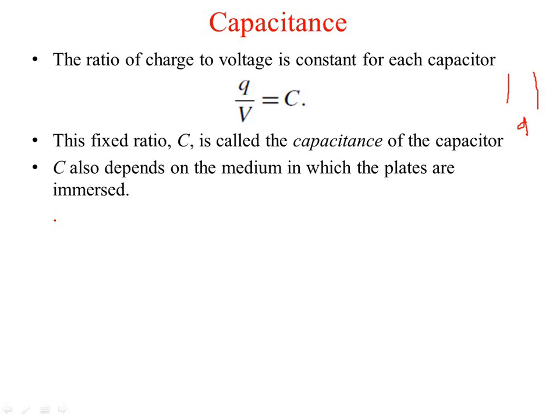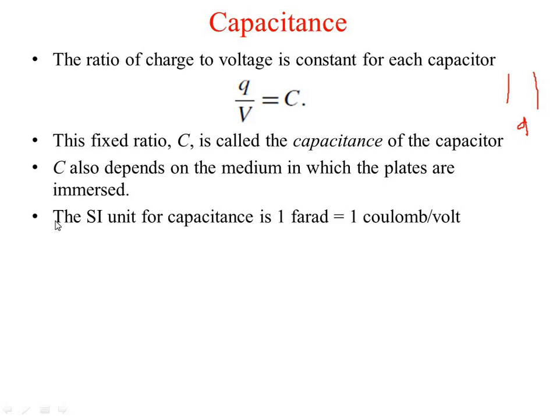So that also affects the capacitance C, and the SI unit of capacitance is the farad, defined as 1 farad equals 1 coulomb per volt, because obviously charge is in terms of coulomb. So coulomb per volt will give you the farad as the SI unit for capacitance. We can also define the capacitance in terms of microfarad, nanofarad or picofarad. Micro means 10 raised to minus 6, nano means 10 raised to minus 9, and pico means 10 raised to minus 12.